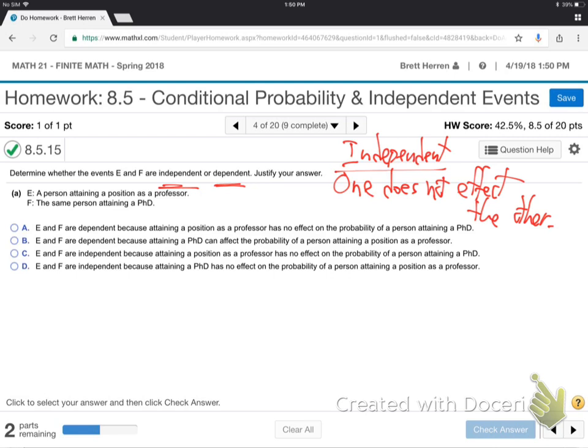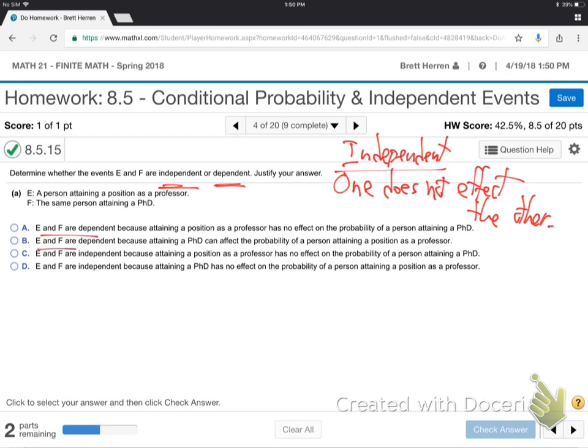All right, so here we go. What's the question? The two things: a person attaining a position as a professor and them having a PhD. Does having a PhD have anything to do with becoming a professor? Well, yeah, like at Fresno State, you can't become a professor unless you have a PhD or some kind of doctorate, right? Those are related. So are they independent? No, they're dependent.